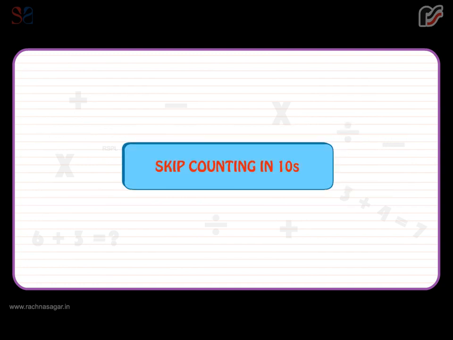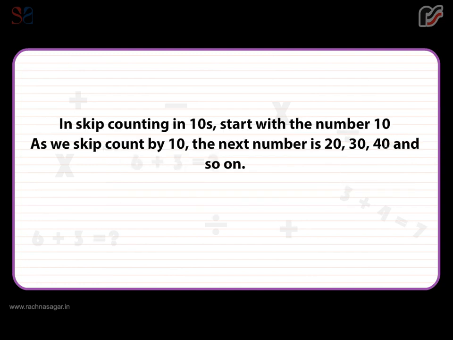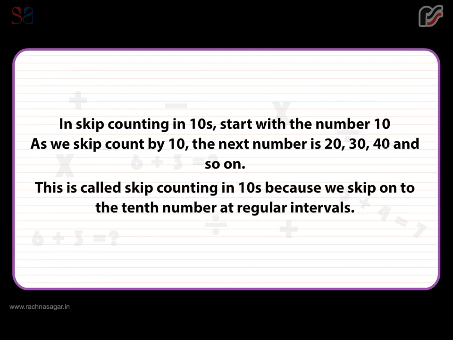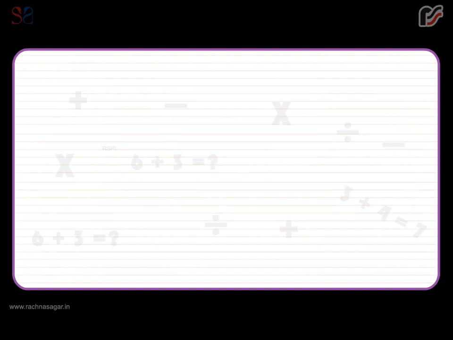Skip counting in tens. Start with the number 10. As we skip count by 10, the next number is 20, 30, 40, and so on. This is called skip counting in tens because we skip on to the 10th number at regular intervals.